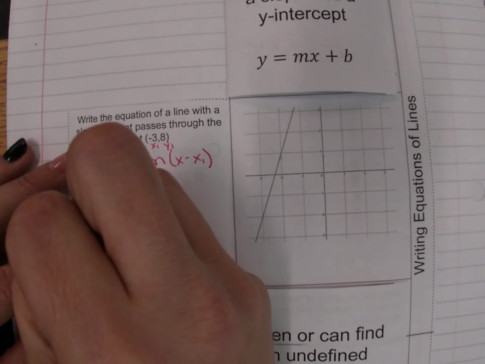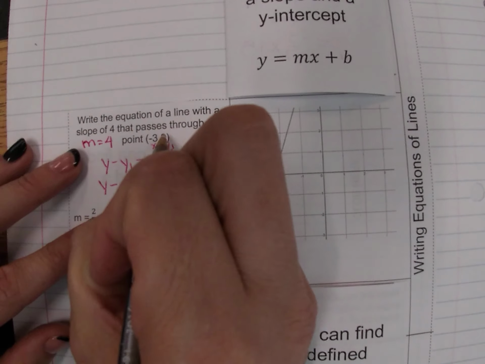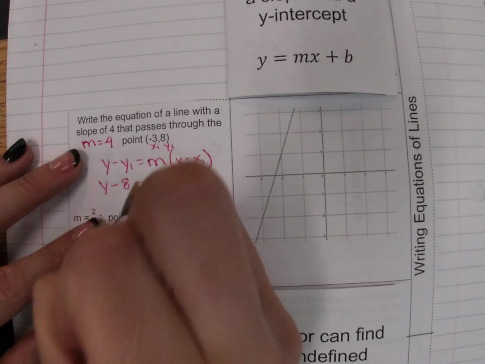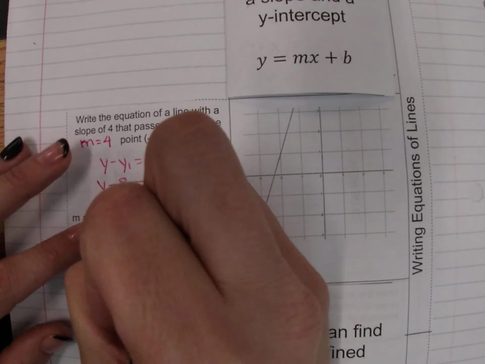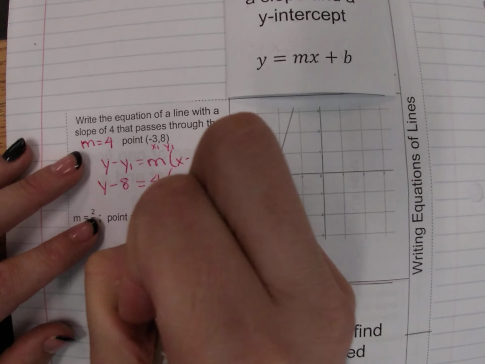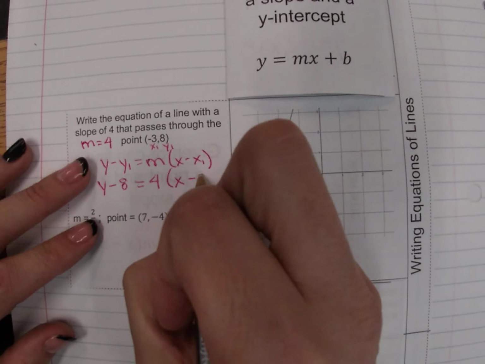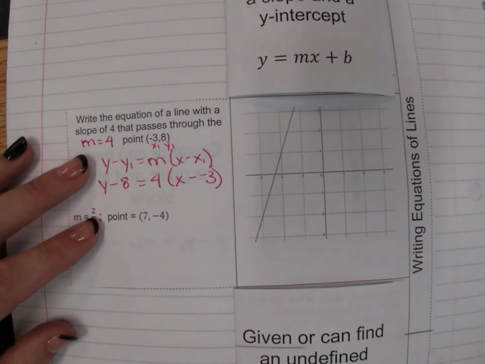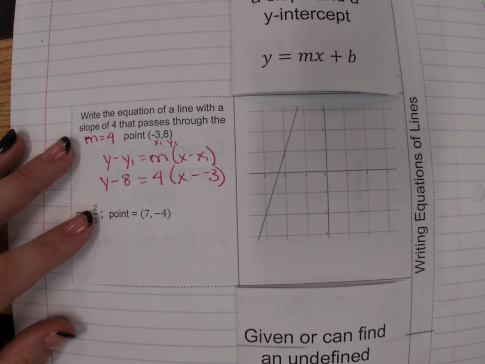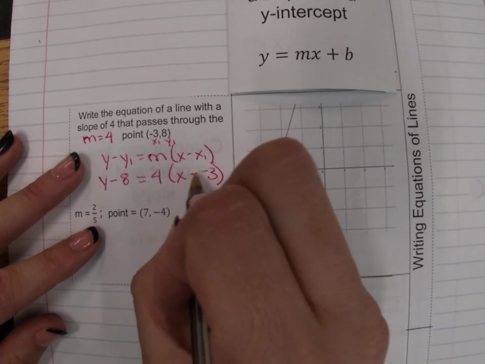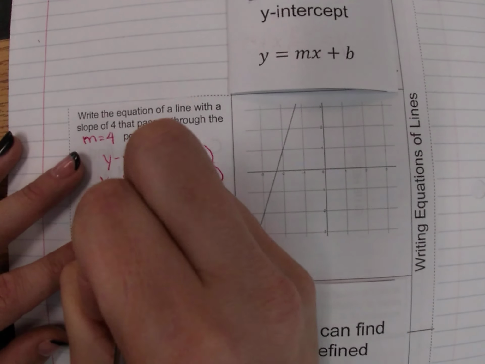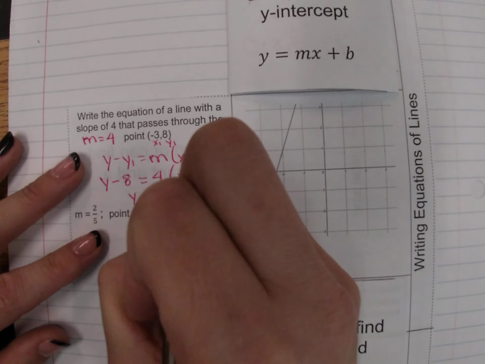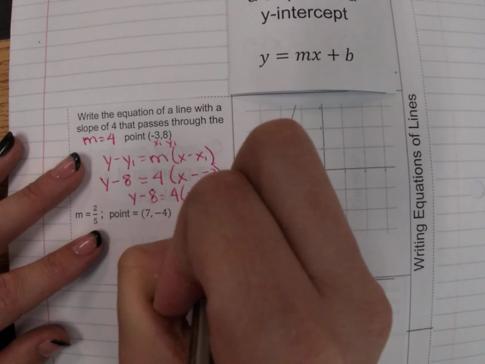So we're just going to start plugging in. So we'll say y minus our y sub 1, which is now 8, equals m, which is 4, times x minus our x sub 1, which is -3. And while this is an appropriate way to write it, the only thing that we might clean up is that 2 negatives make a positive, and so we'd say y minus 8 equals 4 times x plus 3.